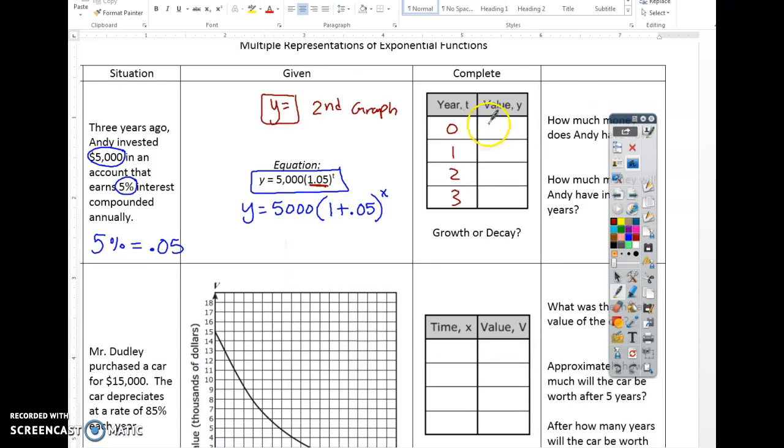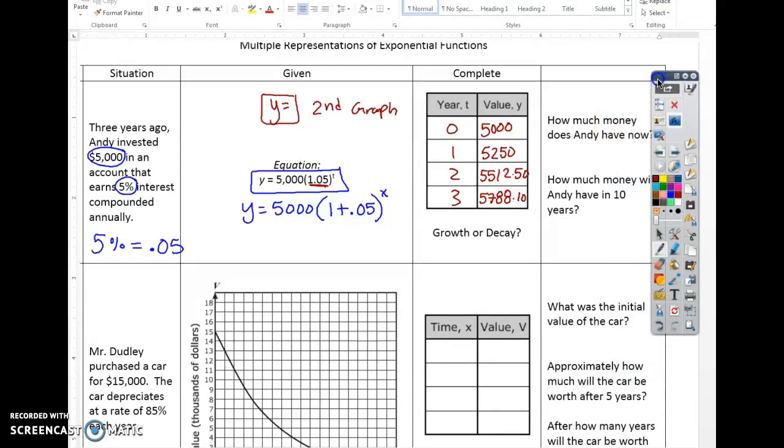So in 0 years, he started with $5,000. 1 year later, he has $5,250. 2 years later, he has $5,512 with 50 cents. 3 years later, he has $5,788.10. Is this a growth or a decay? Are the numbers getting bigger or smaller? Okay? Bigger, bigger, bigger. It's a growth.